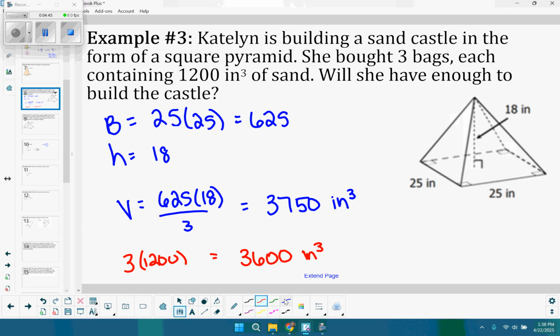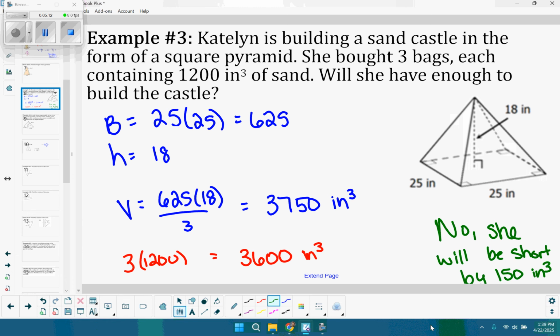So will she have enough to build the castle? No. And there's a lot of ways we can answer this. She needs 3,750 and only has 3,600. No, she will be short by 150 cubic inches. That's what I'll say. She will be short by 150 inches cubed.